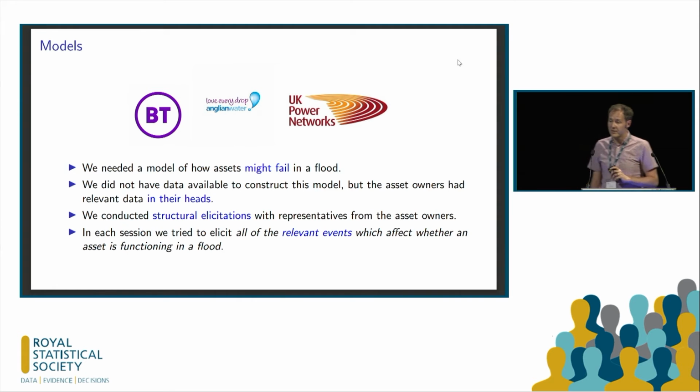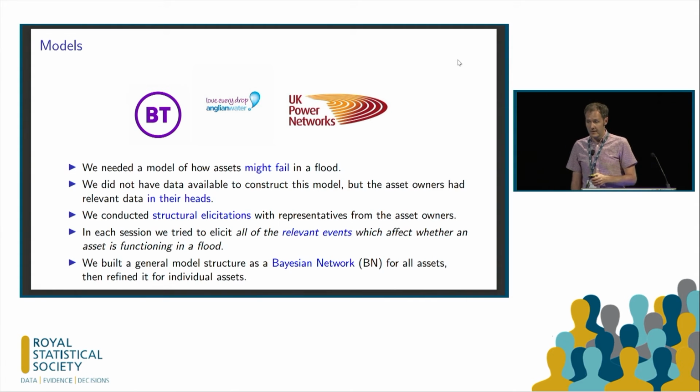So in each of the elicitation sessions, we're trying to focus on all the relevant events which affect whether an asset would be functioning within a flood. And from this, our plan was to initially build a single model as a Bayesian network, which was for some generic asset in one of these 3 networks, and how we would go from extreme flooding event to either failure or not failure of this asset. So how can we assess the probability that this asset would have failed at a particular point in this flooding event? And that's what the Bayesian network was going to tell us.